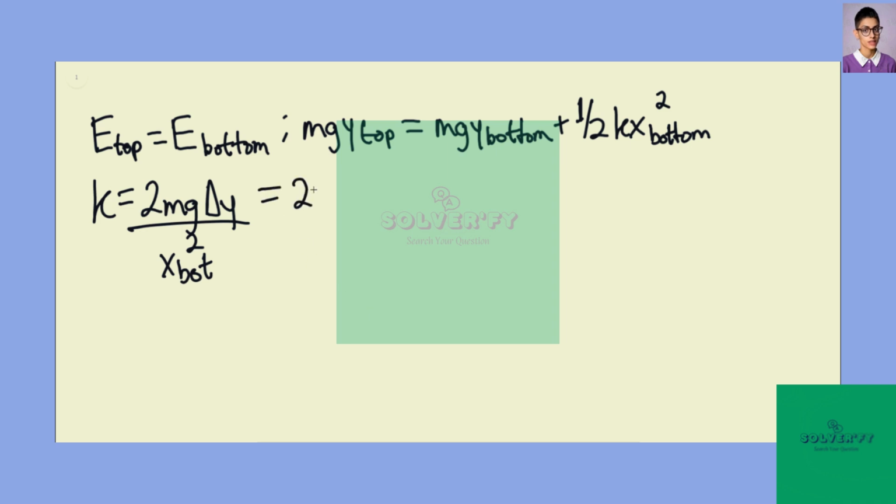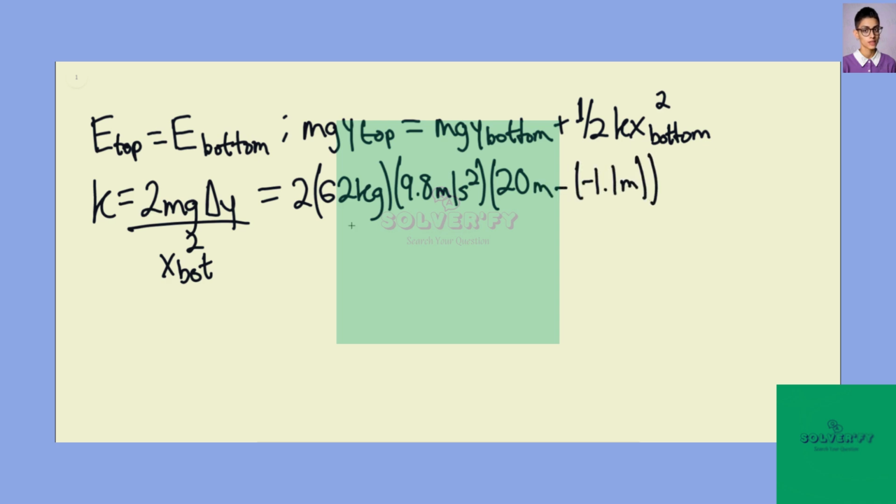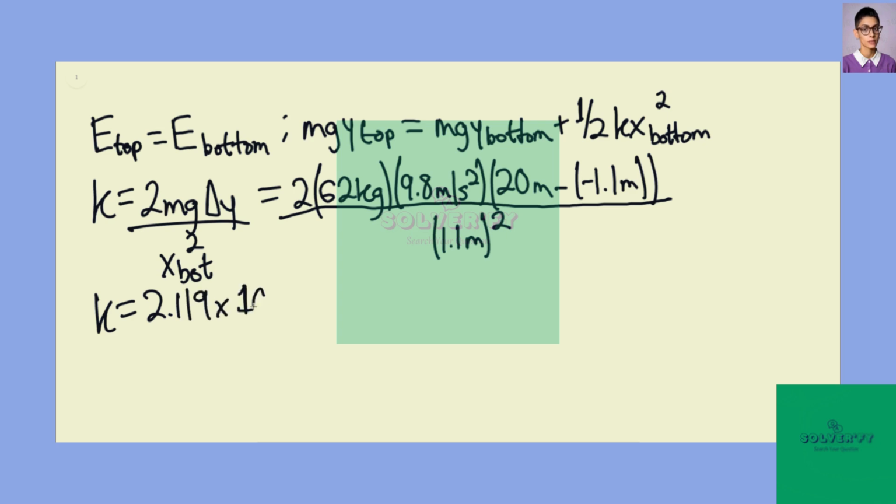So this will be 2 times 62 kilograms times 9.8 meters per second squared times the change in height. So this will be 20 meters minus negative 1.1 meters. And then this will be divided by 1.1 meters quantity squared. And we find that the spring constant is 2.119 times 10 to the 4th newtons per meter.